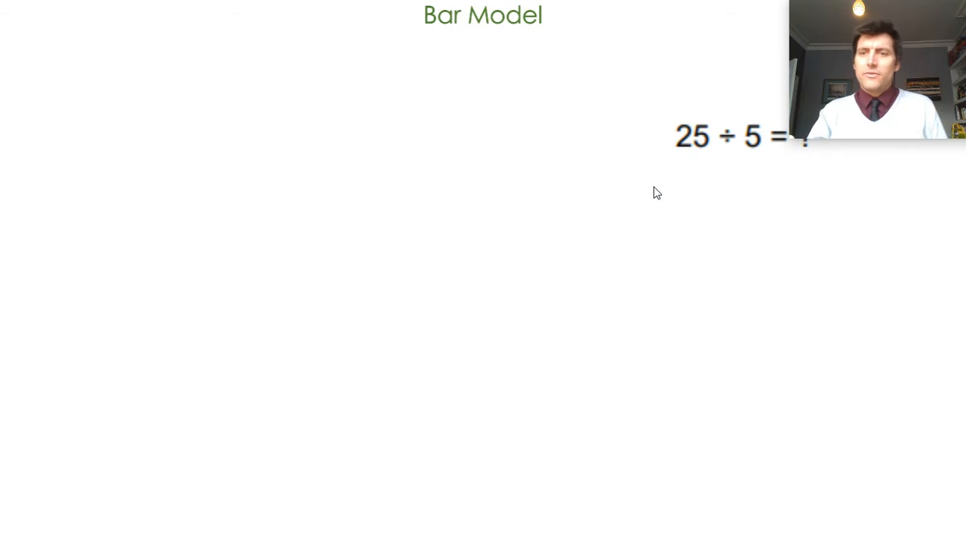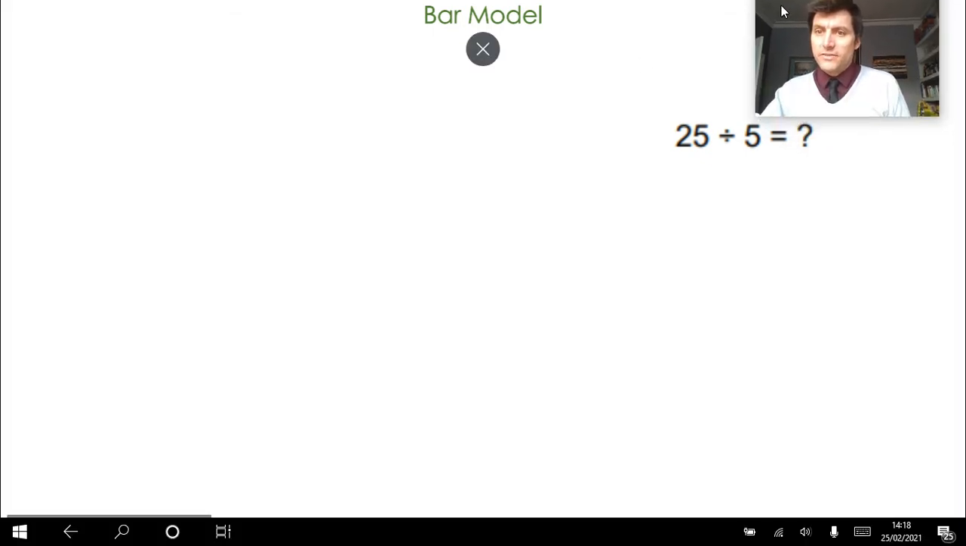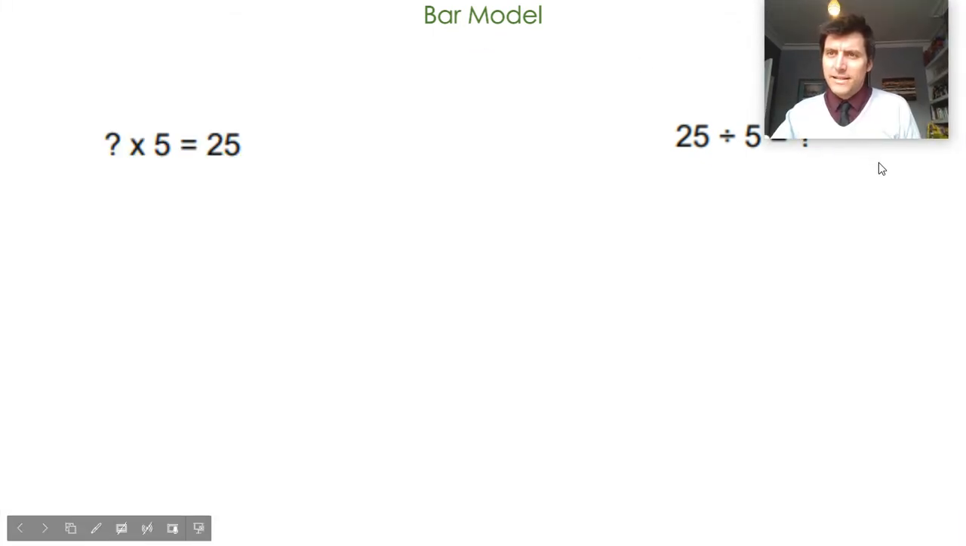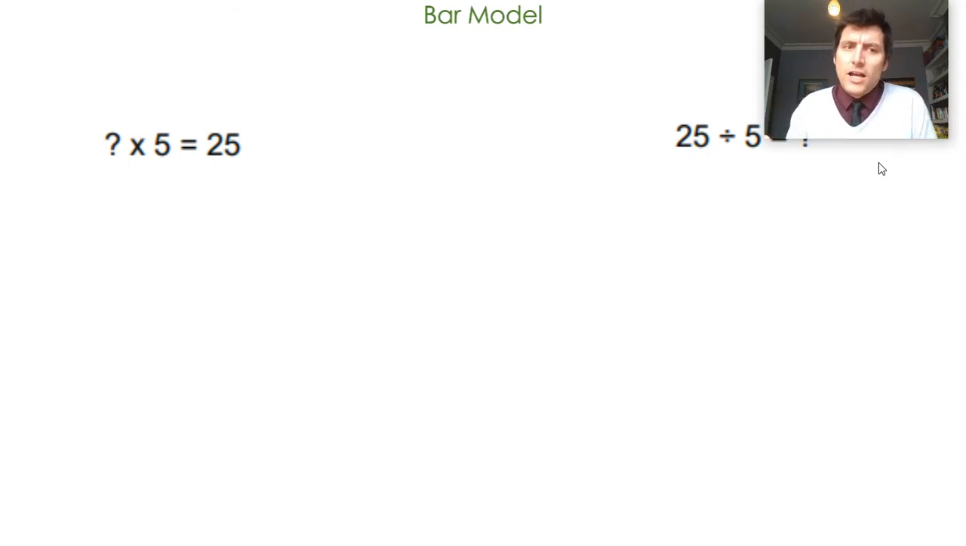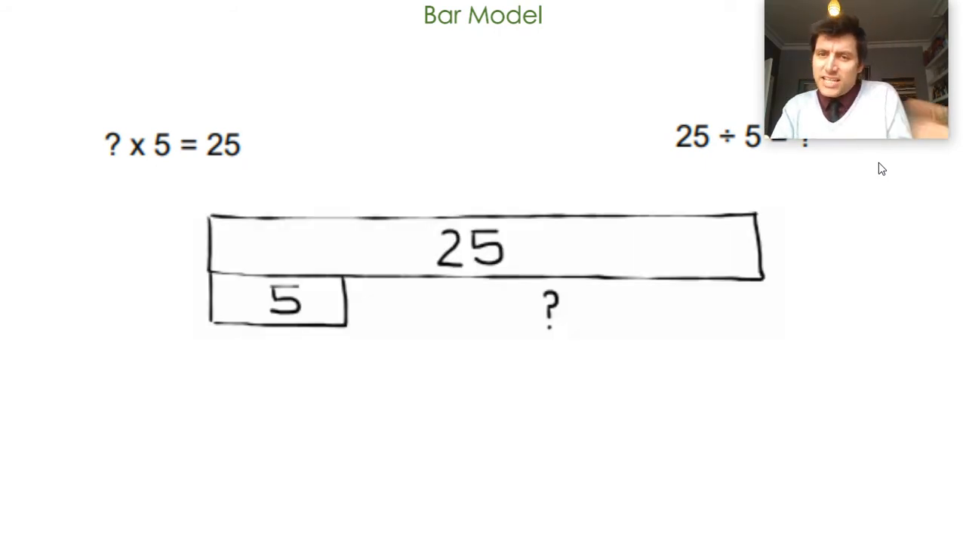We've got another question here. So we've got 25 divided by 5. If we have that, it's synonymous, it's linked to, it's the opposite of what factor goes with 5 to make 25. Those two are linked, and it's really useful to know that they're linked, because then we can think about what we can work out. Now we know here that we've got a whole of 25.